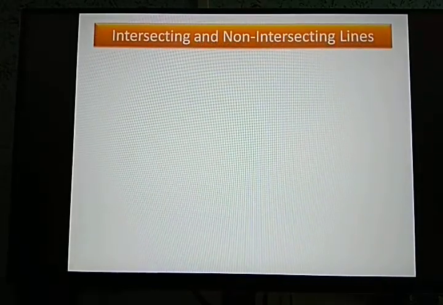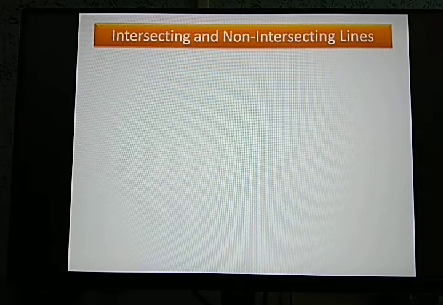Now next, intersecting and non-intersecting lines. These things are also very well known to you. Just now we have seen in the vertically opposite angles that they are formed by intersecting lines. So what are intersecting lines? Let us see the definition.